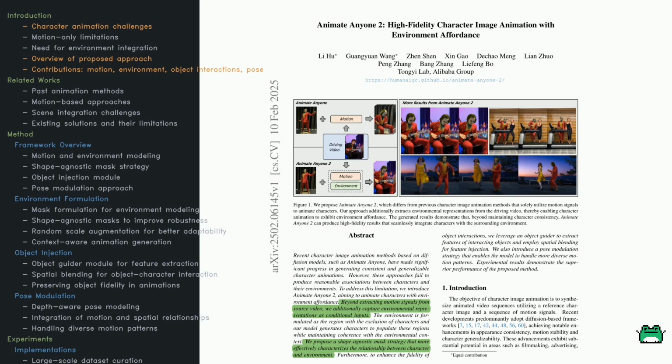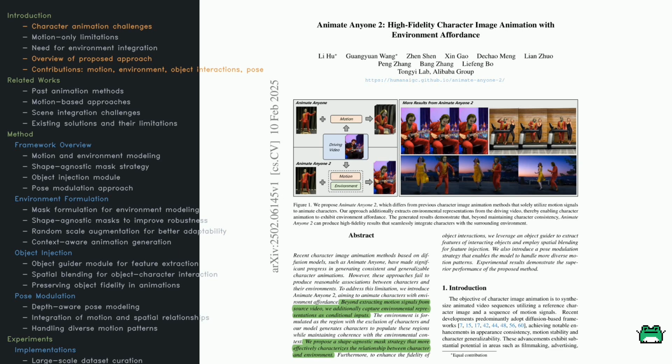The core idea behind Animate Anyone 2 is to go beyond just copying motion from one video to another. Previous methods typically only took movement data from a reference video, which often made characters feel disconnected from their surroundings. This approach fixes that by also considering the environment in the animation process. Instead of focusing solely on motion, the model removes the character from the background, extracts the scene details, and then ensures that when the new character is inserted, it fits naturally into that environment. This way, we avoid those awkward floating effects or strange character placements that you may have seen before.